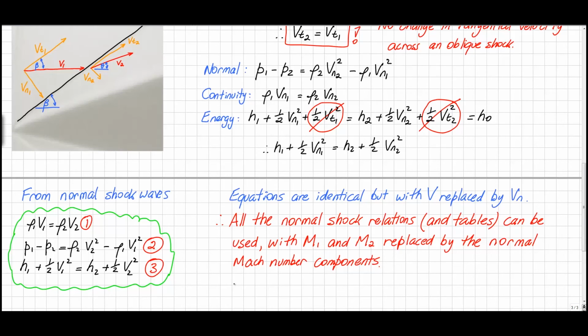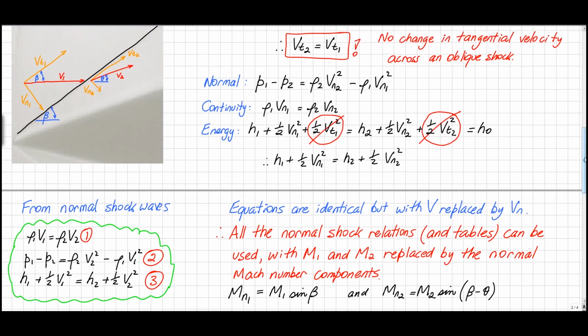And let's note that Mn1, the component of Mach number upstream of the shock, normal to the shock, is going to be the Mach number times sine of beta, the shock wave angle. And Mn2 is equal to the Mach number downstream of the shock wave times sine of beta minus theta. And you can see that from looking at the geometry up in our sketch up here.